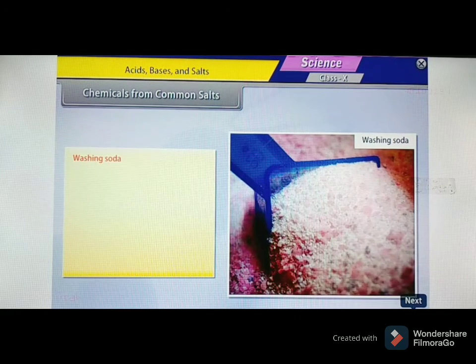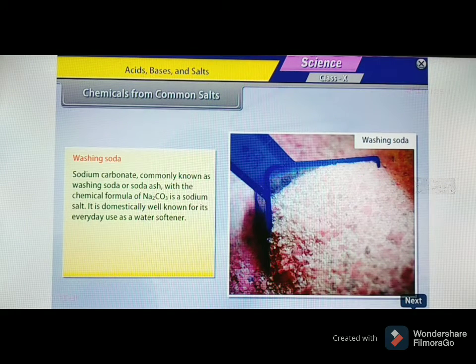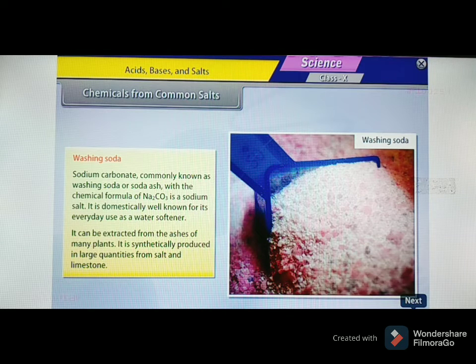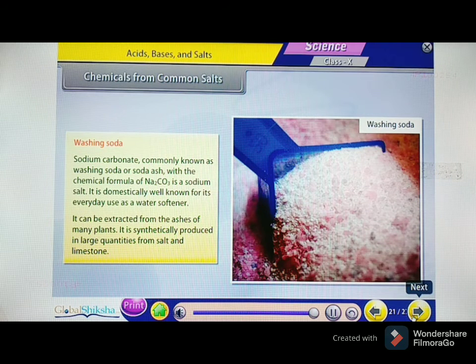Washing soda. Sodium carbonate, commonly known as washing soda or soda ash, with the chemical formula of Na2CO3, is a sodium salt. It is domestically well known for its everyday use as a water softener. It can be extracted from the ashes of many plants. It is also synthetic.